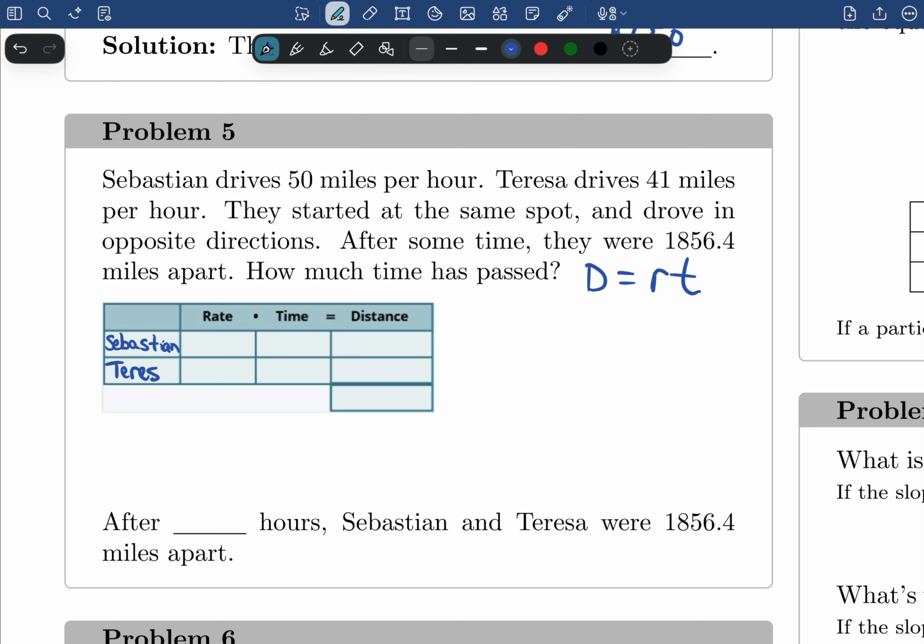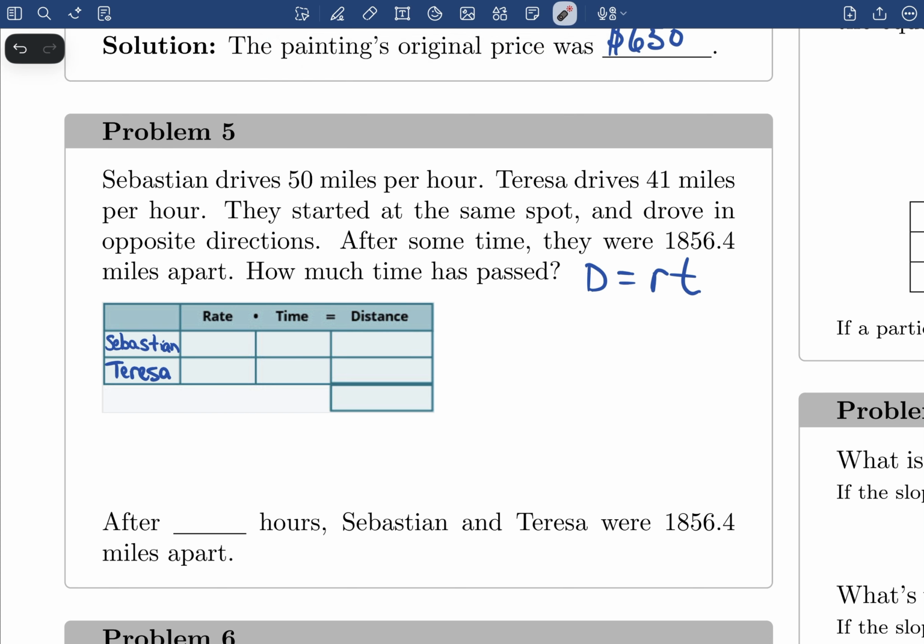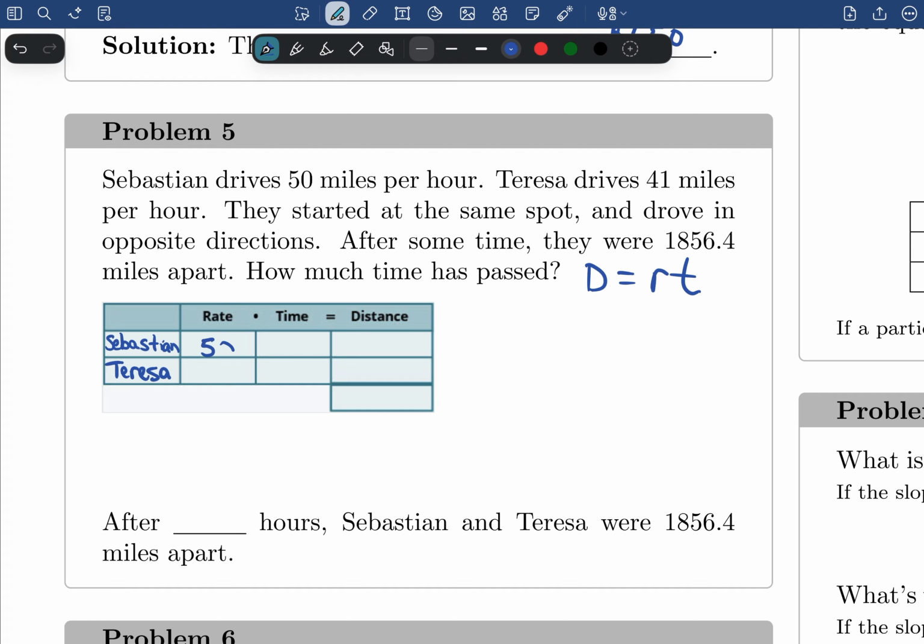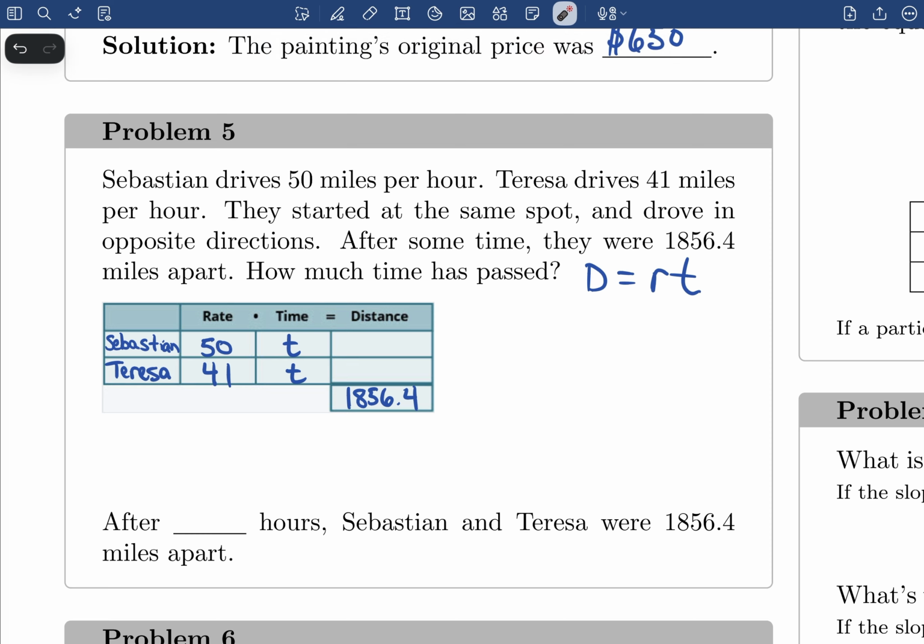All right, and we know their speeds. And a speed is a rate, right? 50 miles per hour. That's the rate with which Sebastian is traveling. So I'm going to input 50. And Teresa, well, she drives 41 miles per hour. Now, they're starting in the same location and going in opposite directions, right? So after some time, that's the thing we don't know. And I can call that any variable I want to. For time, oftentimes we use the letter T for time. Okay, and after that amount of time that we don't know, they were 1,856.4 miles apart.